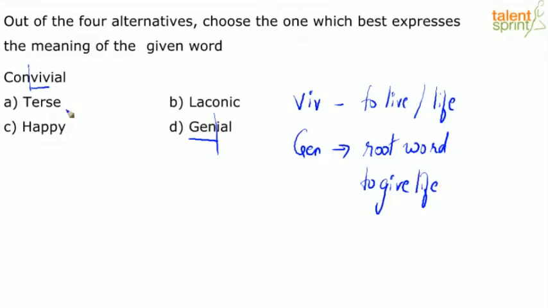Right? So convivial, the closest meaning is D. We only looked at two root words here, gen and viv. To give life, production, formation, kind. Do we have time for a couple of more?